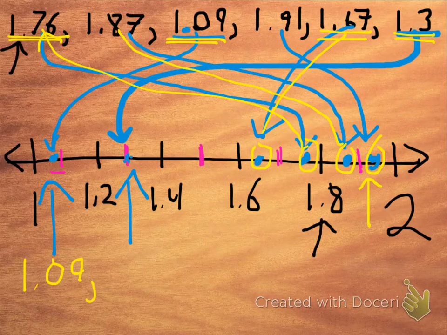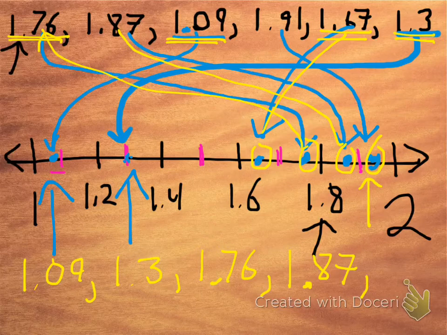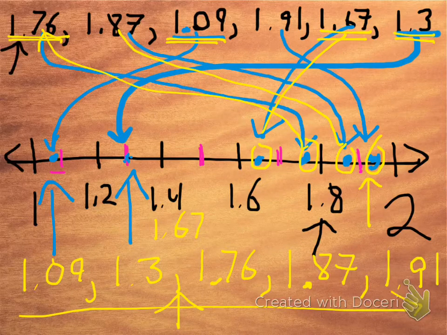sequence. So 1.09 was the first one, 1.3 was the second one, the third one was 1.76, followed by 1.87, followed by, oops, I left one out right there, didn't I? 1.67 goes right there, 1.76, 1.87, and finally 1.91. And using a number line, we have now put the numbers in order from least to greatest.